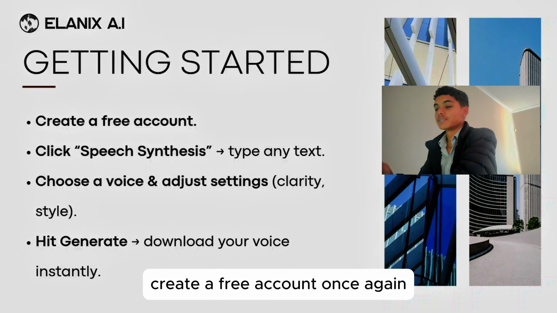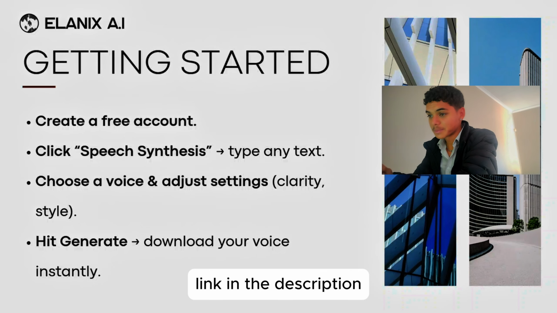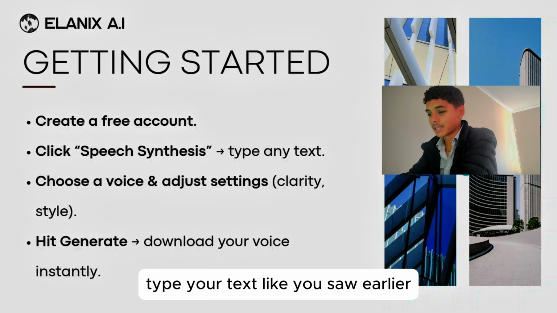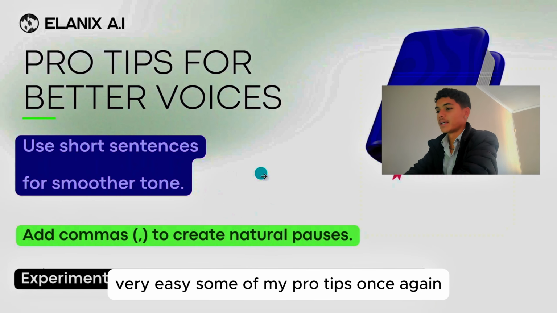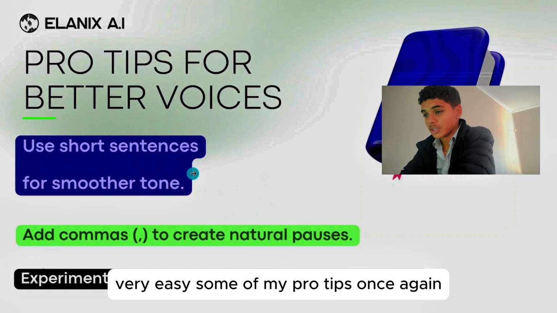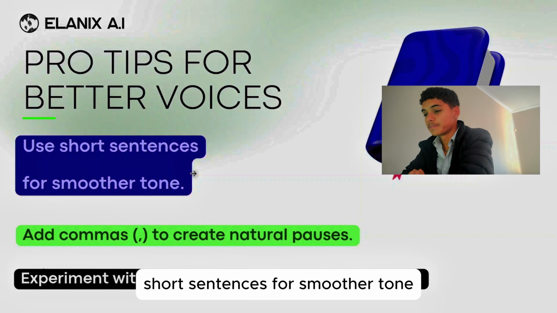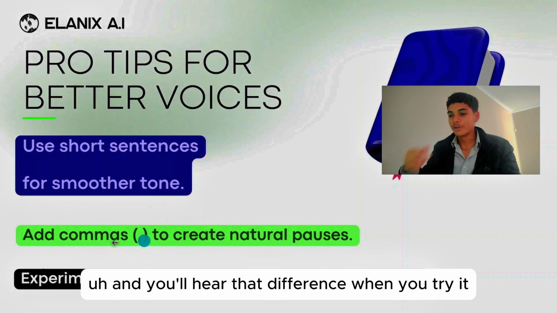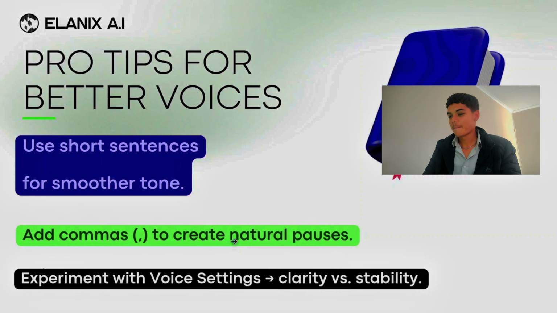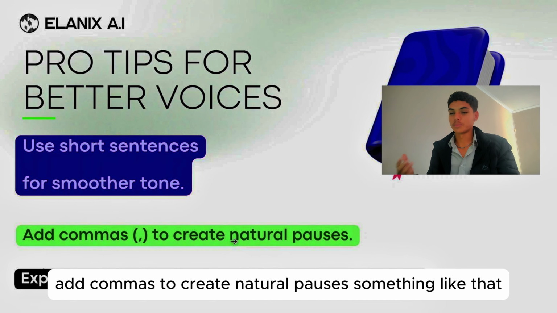Getting started, create a free account. Once again, link in the description. Type your text like you saw earlier, and you can generate. Very simple, very easy. Some of my pro tips, once again: short sentences, smoother tone. So keeping it a little snappier allows the flow to really be harmonious, and you'll hear that difference when you try it. Add commas to create natural pauses, something like that.